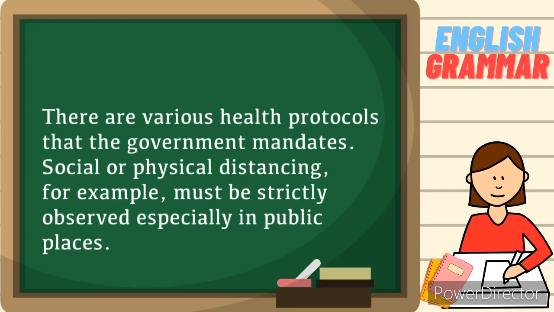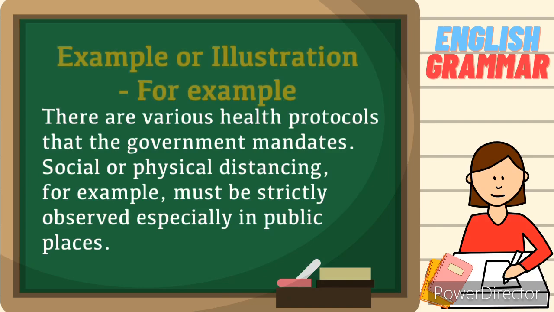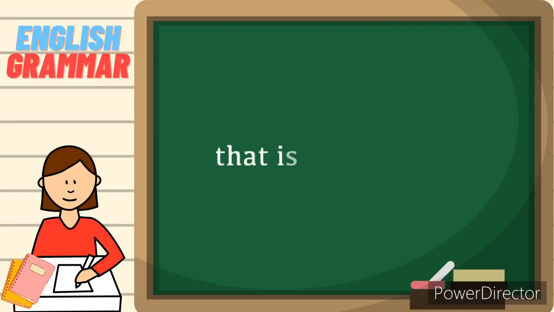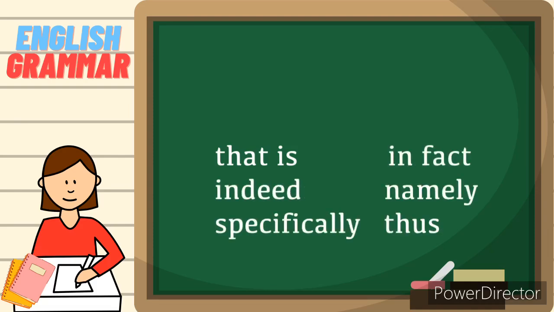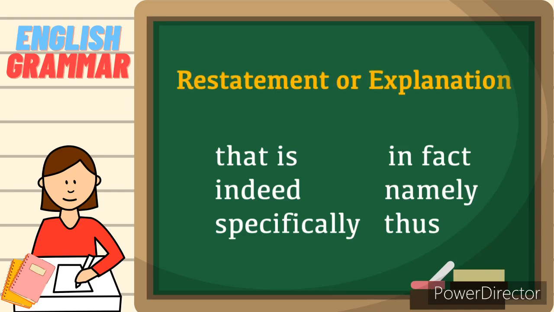In this sentence, one of the given examples of various protocols is social or physical distancing. Of course, it's clearly identified by this transition signal. For example, that is, in fact, indeed, namely, specifically. Thus, these transition signals may be used when we want to introduce a restatement or explanation.